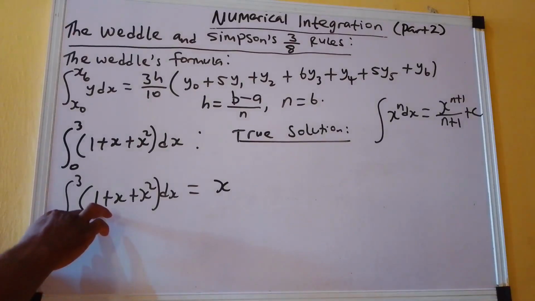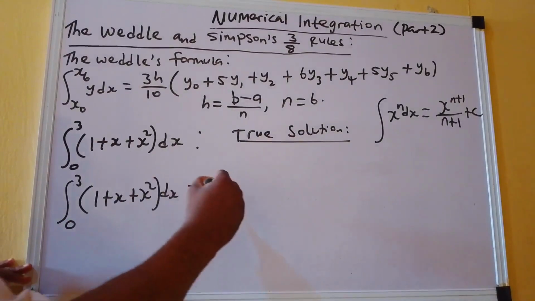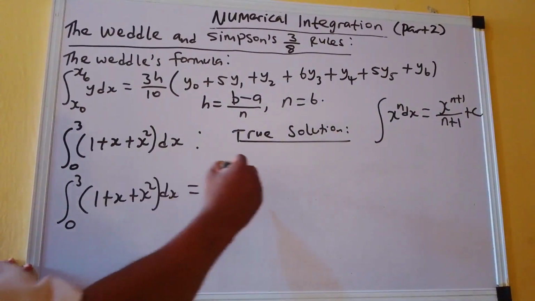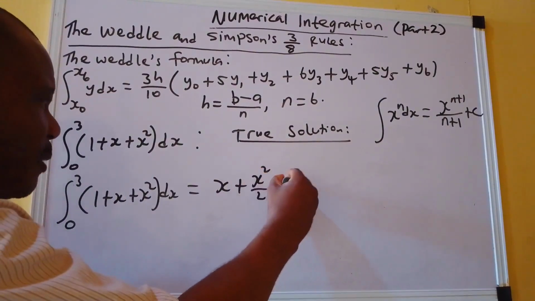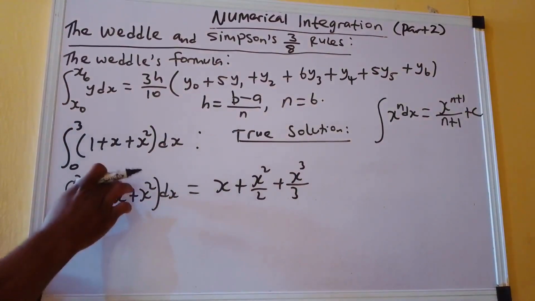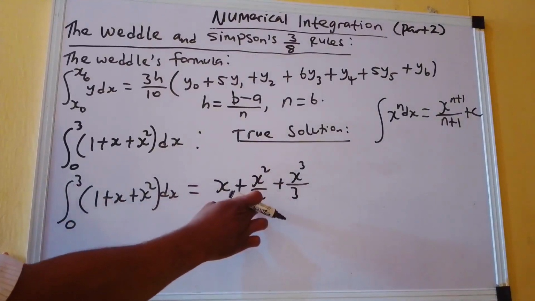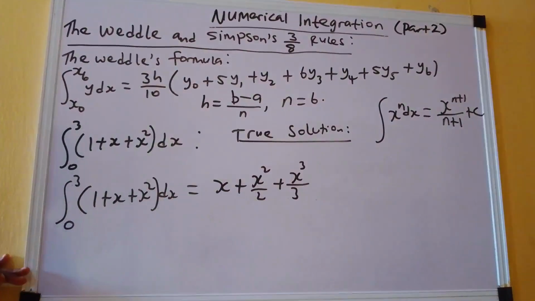But when you integrate a constant with respect to a variable, it becomes that variable. So this will now be x plus, if I integrate x, it will be x squared over 2. If I integrate x squared, it will be plus x raised to power 3 all over 3. This is x raised to power 1, 1 plus 1 is 2, all over 1 plus 1. This is 2, 2 plus 1 is 3, all over 2 plus 1.